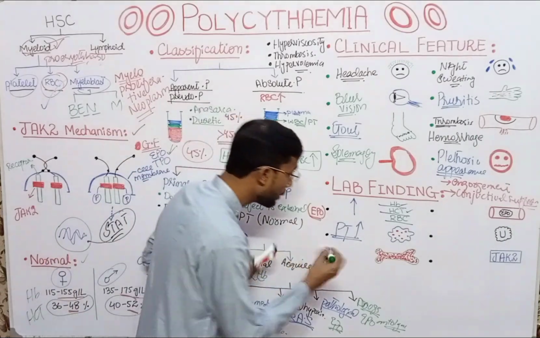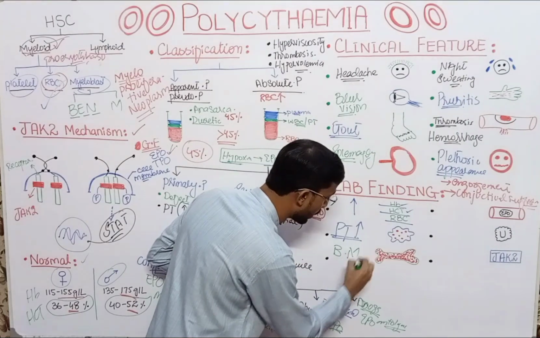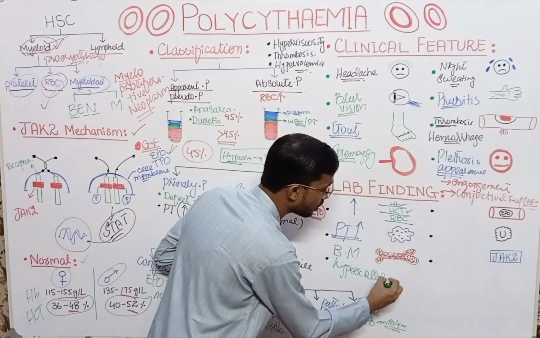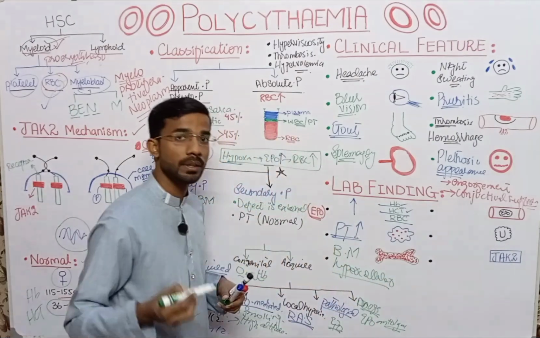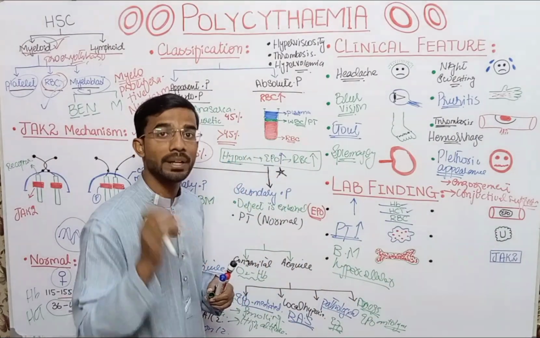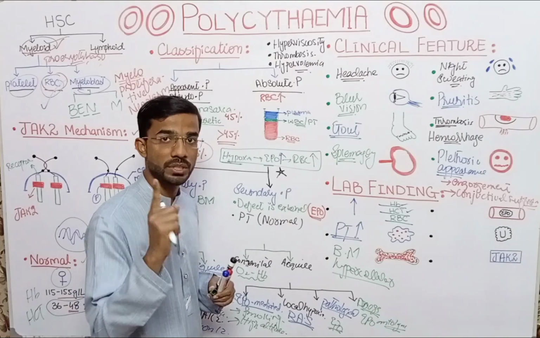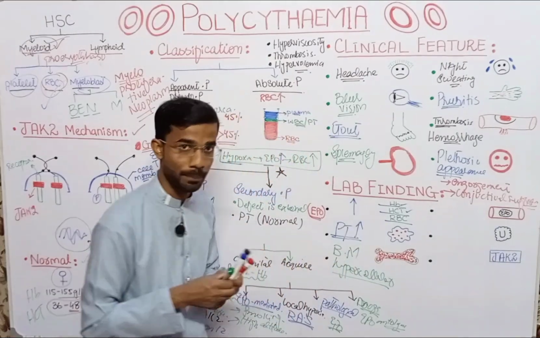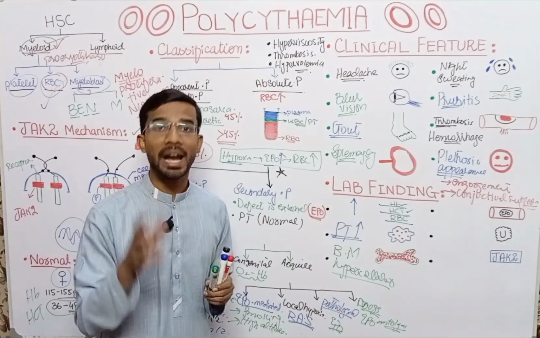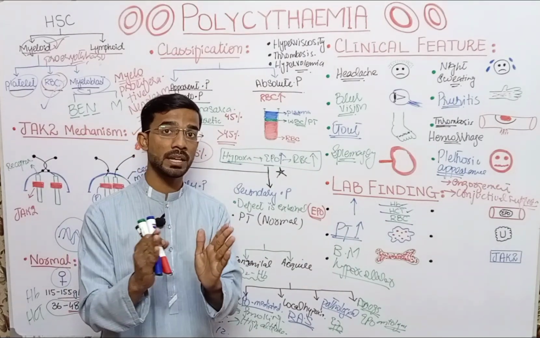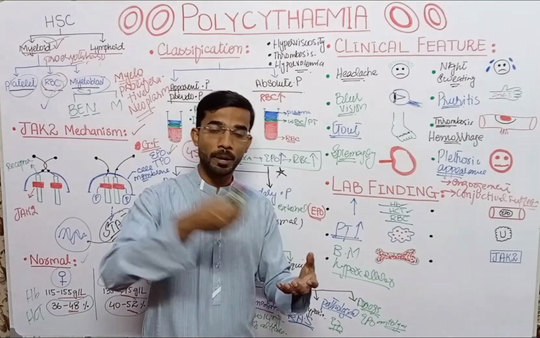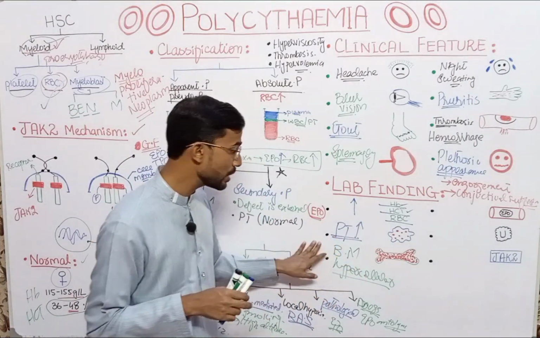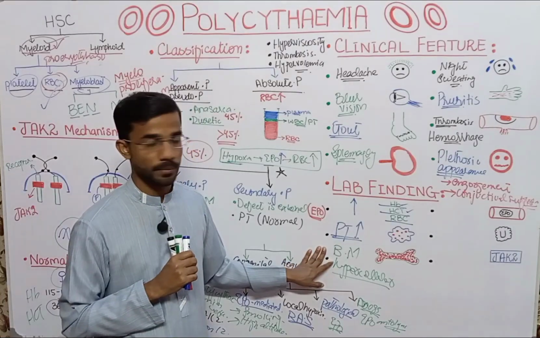And next is bone marrow hypercellularity. The bone marrow is hypercellular. In that situation, all three lineages will be affected, but the major one is polycythemia, which is JAK2. In that situation, you will see the bone marrow will be hypercellular when we do a trephine biopsy. In the trephine biopsy, we take the bone marrow and check it under the microscope. Then we see the hypercellularity.